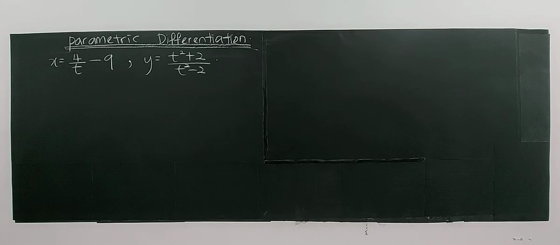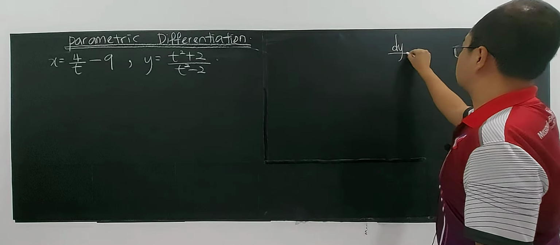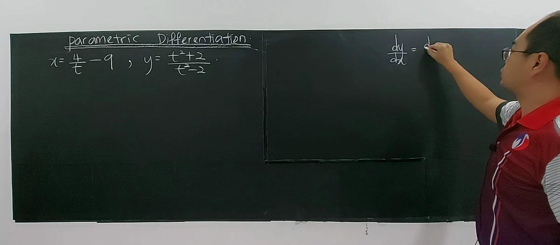Alright, this will be another example of parametric differentiation. So we have x and y in terms of t. So this is a parametric equation. Let's see how to solve this type of problem by finding dy/dx. They require us to find dy/dx. In parametric differentiation, we are using the chain rule.